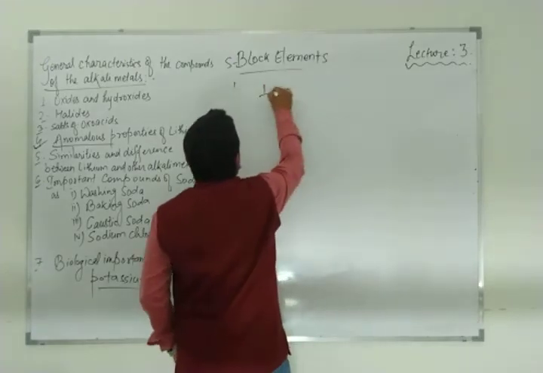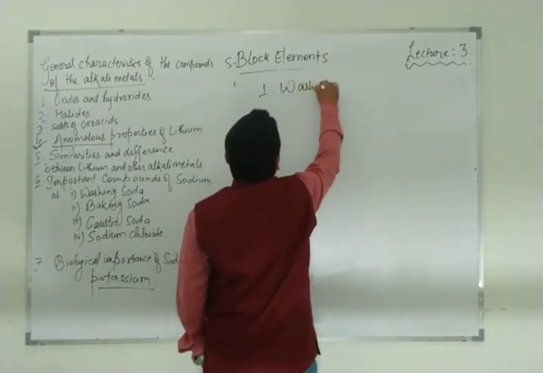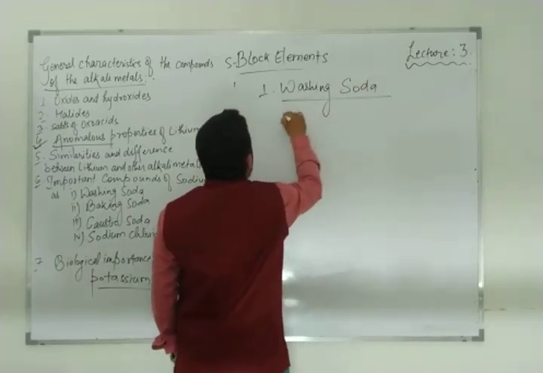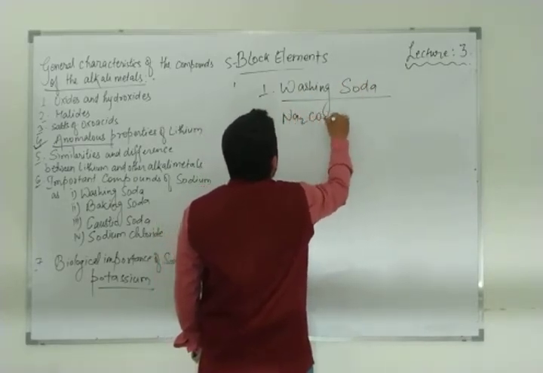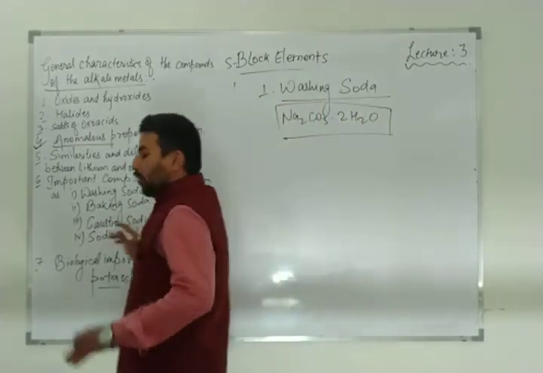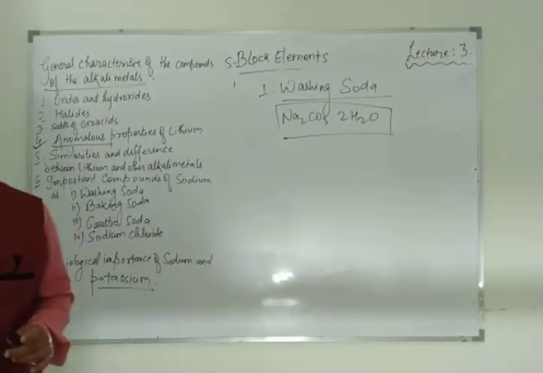First is washing soda. Dear students, don't forget to write these things in your notebook. Na2CO3·2H2O. I will only discuss preparation, properties and uses. You have to write everything in your notebook. That is the main thing, okay?